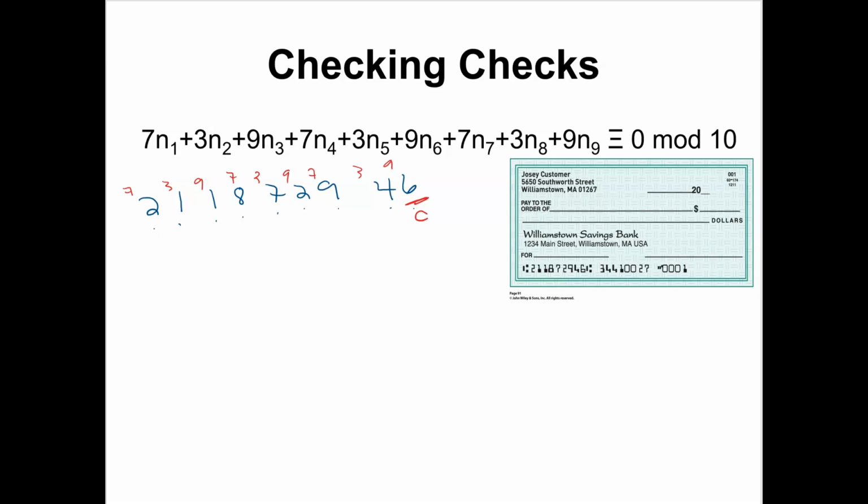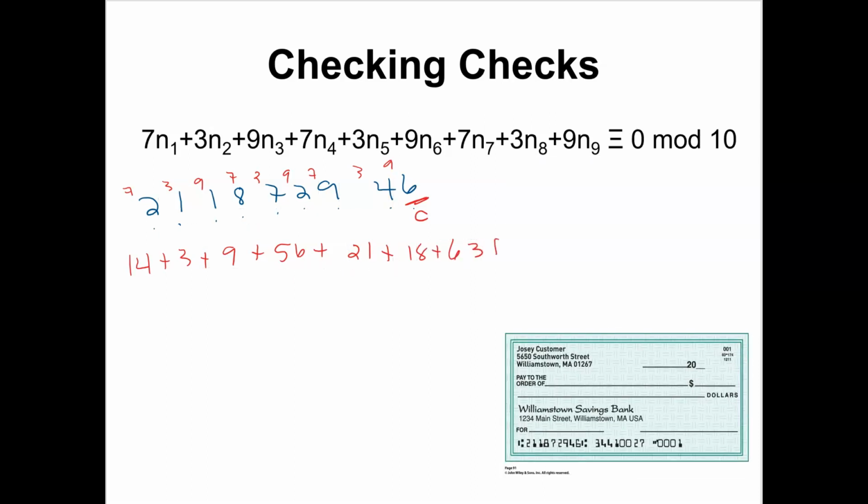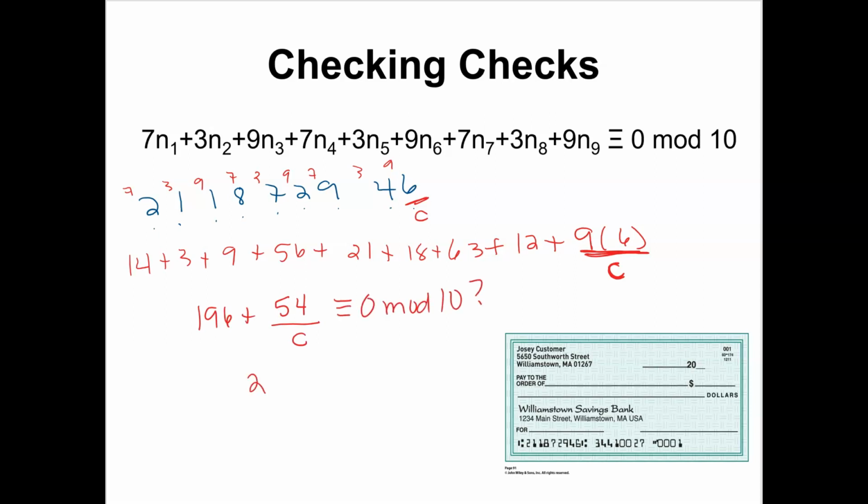So when we multiply this, it will be 14 plus 3 plus 9 plus 56 plus 21 plus 18 plus 63. Plus 12 plus, and look how I write this, 9 times 6. This is my check digit. I'm just going to deal with that at the end. So I'm going to add up all the other numbers, and I get 196 plus, and my check digit here multiplies to 54. Is that equivalent to 0 mod 10? When I add those two up, I get 250, which is a multiple of 10. So this bank checks out.